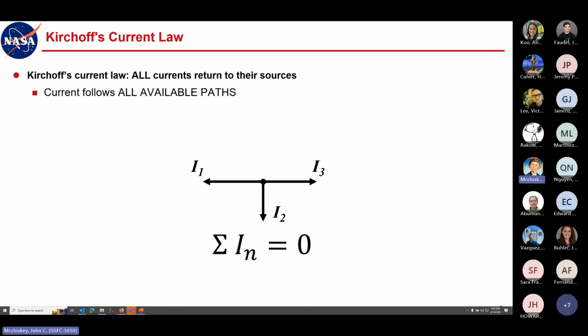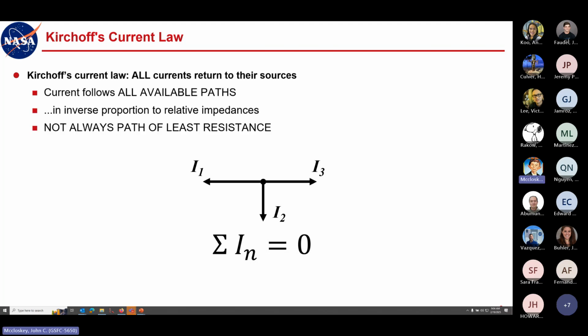And so current will follow all available paths in inverse proportion to relative impedances. It will not follow the path of least resistance. I wish they had never taught us that, because it's an incorrect statement. It's only almost true at DC, but it's not even really true then.